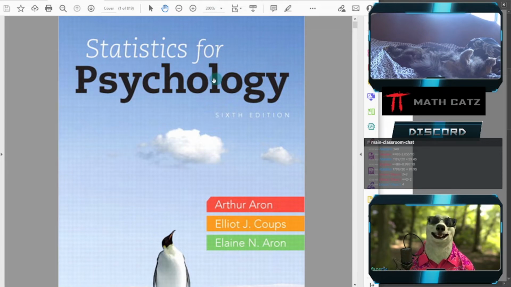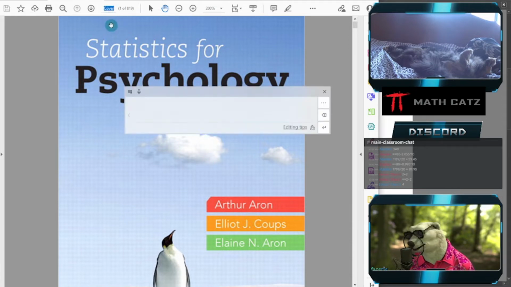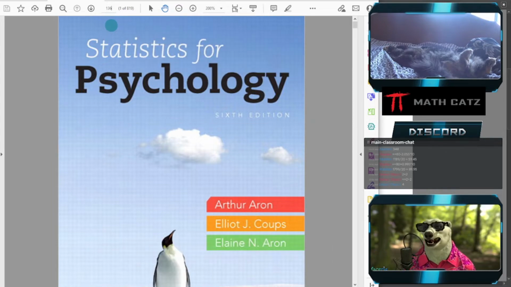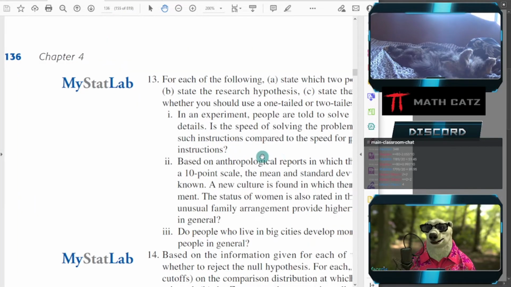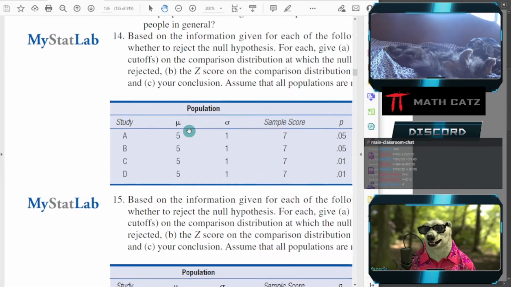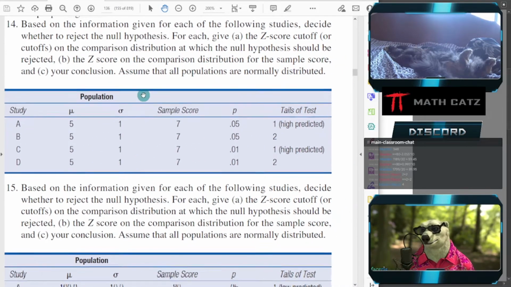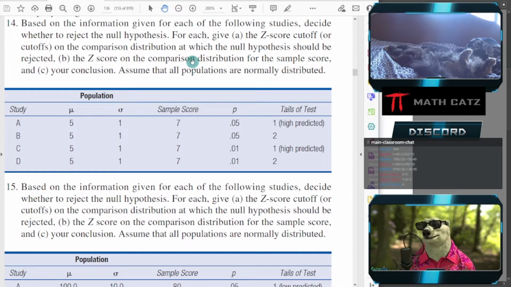I love this book, Statistics for Psychology. Whether you are learning for psychological reasons, if that's your discipline or not, this book is still just wonderful. We are going to go to page 136. Scroll around a little bit to number 14 here, where we have 4 different studies. We won't do all of them. We'll do the first 2.